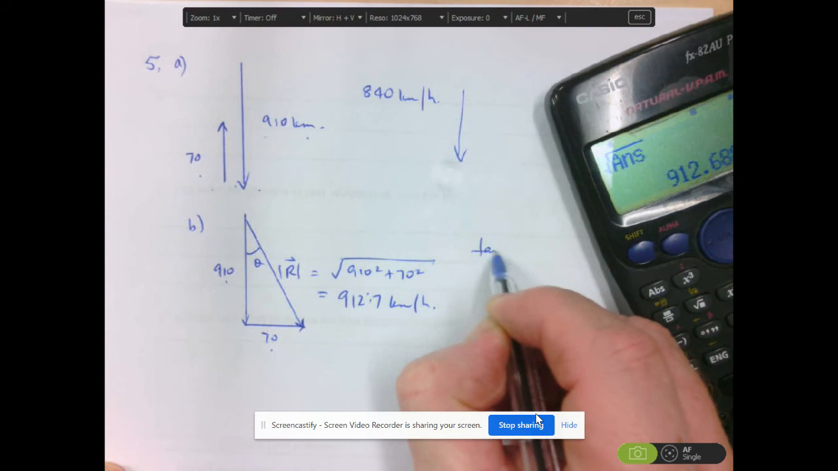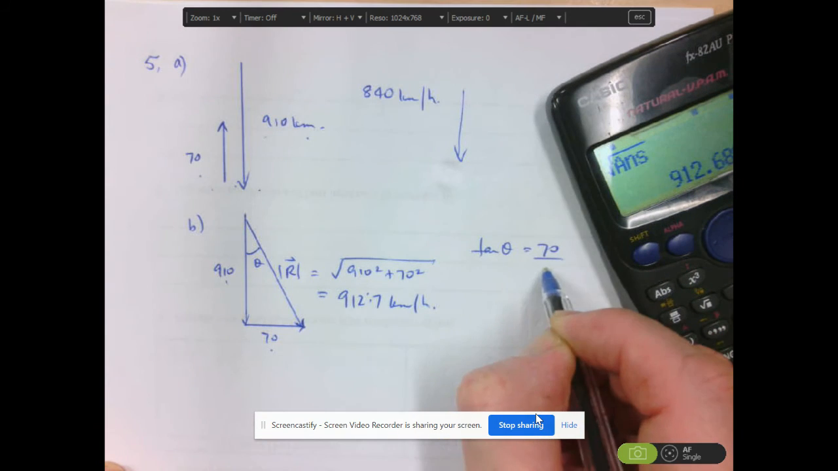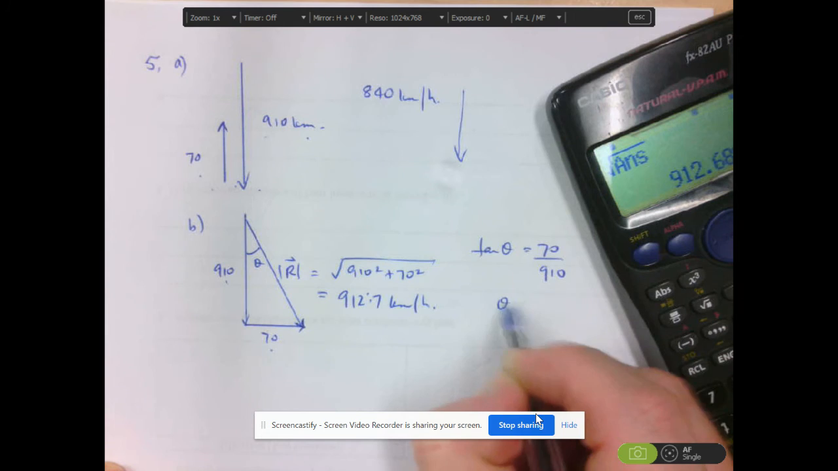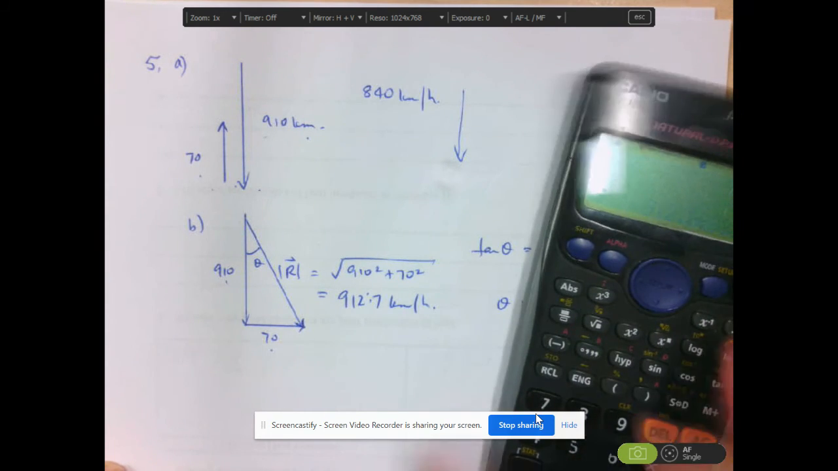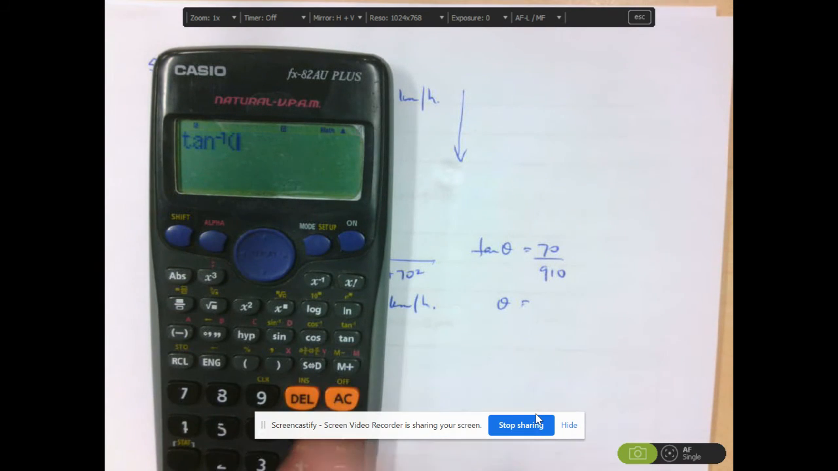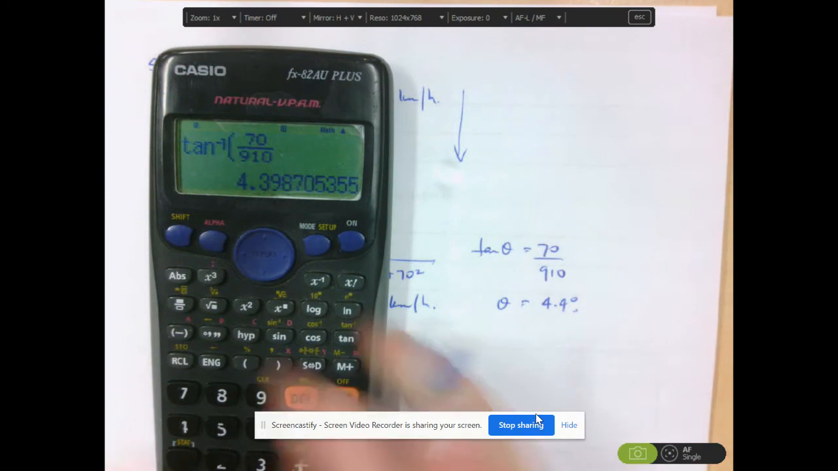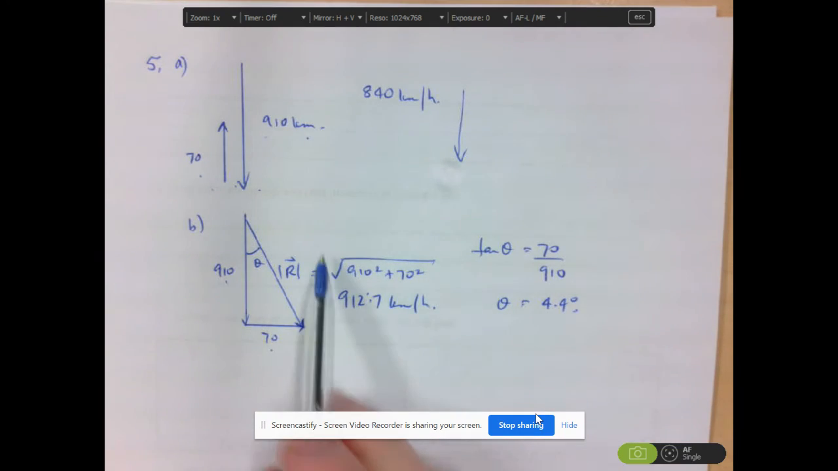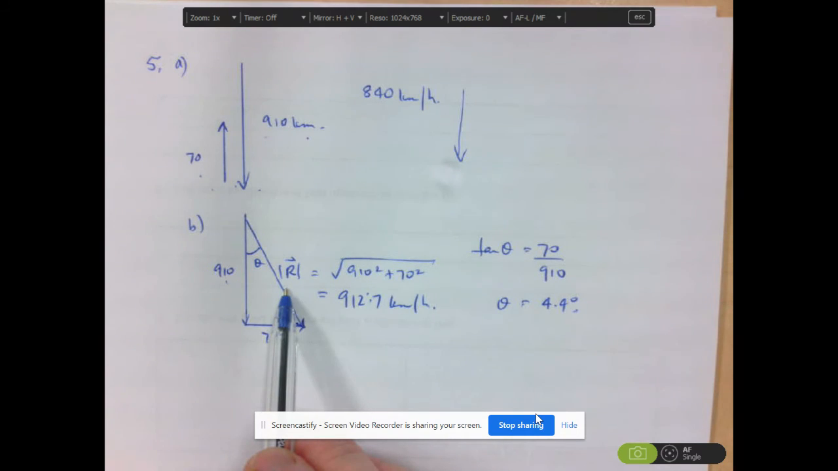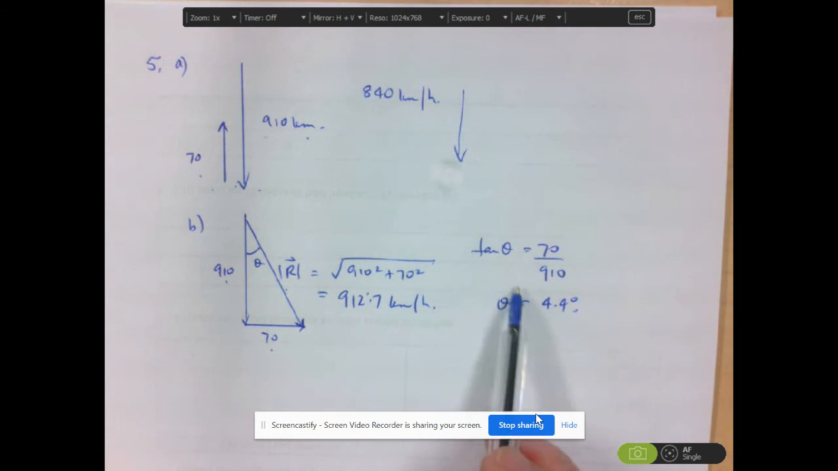And your effective angle of deviation would be the tan. So tan of theta would equal 70 over 910. So that theta would give us shift tan of 70 over 910. So that's around about 4.4 degrees. Okay, so this resultant vector here would be approximately 913 kilometres per hour, and you'd be deviated at 4 degrees.